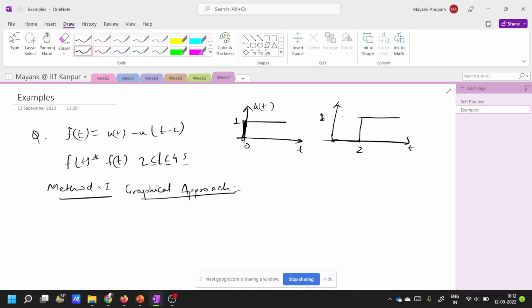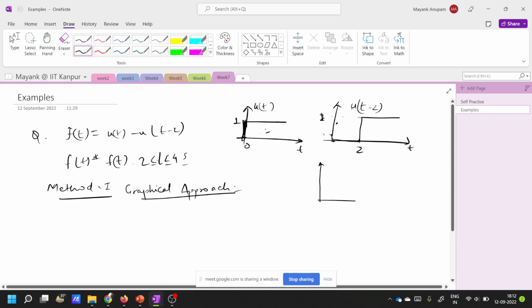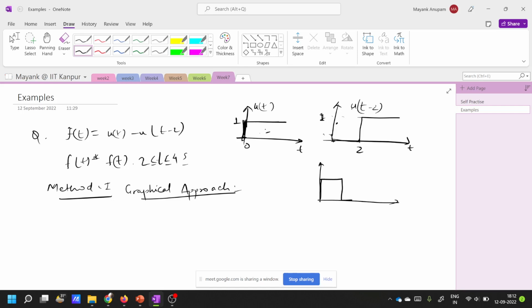Now I am subtracting this u of t minus 2 from this particular u of t, right? So what will be the f of t? It should be something of this kind. A rectangular pulse from 0 to 2. Yes, correct. So it is 2, this is t, this is f of t. Fine. I have drawn f of t.